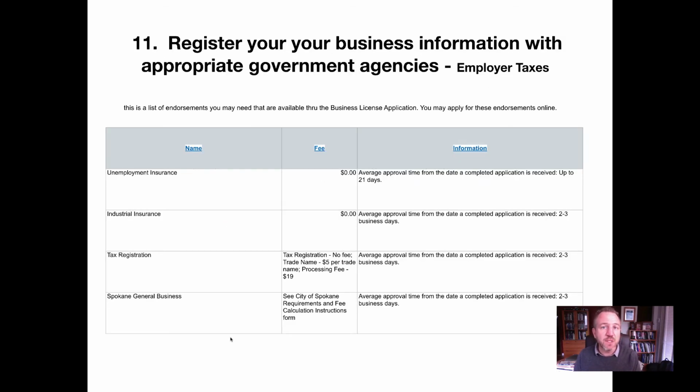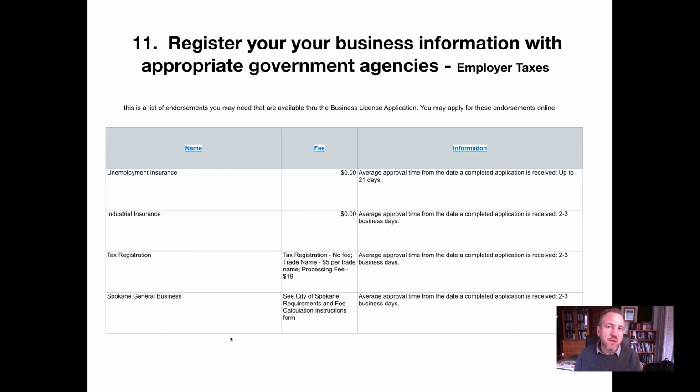Here are some of the fees associated with registering for employer taxes. Unemployment insurance doesn't cost anything, and it typically takes about 3 weeks before you get approved, so these are all things to take into consideration. Industrial insurance doesn't cost anything to register for, and again, it takes 2 to 3 business days to get approved for that.